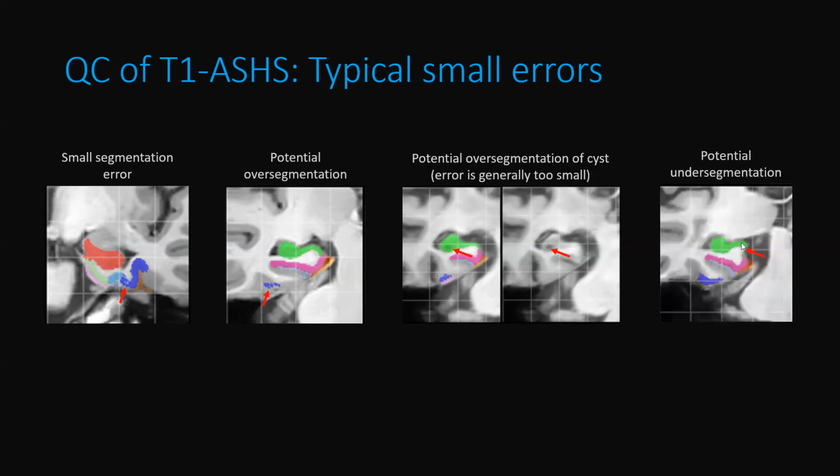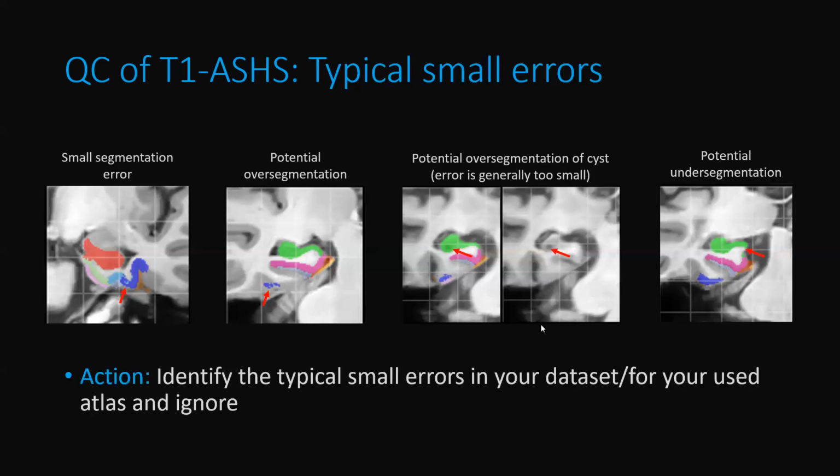And then here, there's some potential under segmentation sometimes where, for example, here there's a gap between this green label here and over there's a little gap. So in general, these errors are quite small, and these can be ignored, I would say. What can be helpful is just getting familiar with your data set and identifying these kinds of small errors, and then ignoring them, of course.